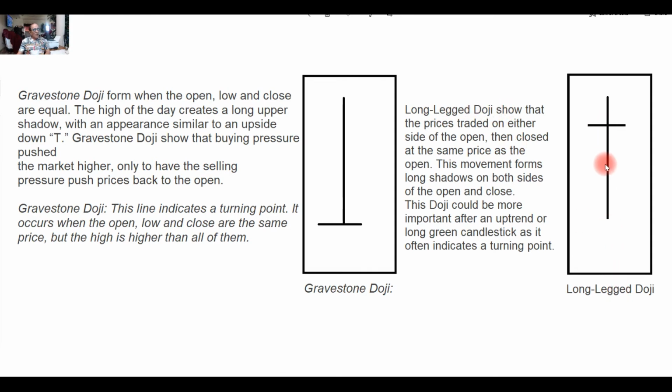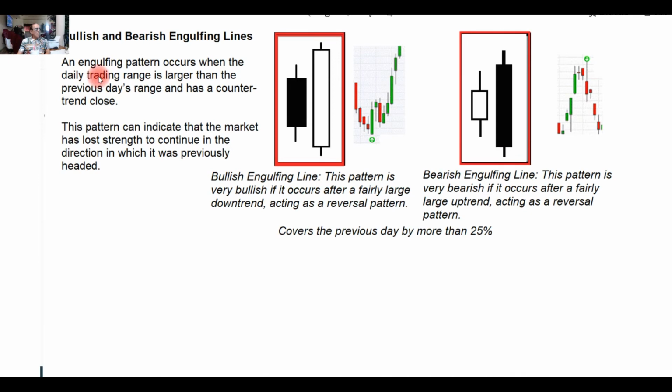This is not exactly in the middle now, but it's much higher, but it opened at the same place and closed at the same place. This movement formed a long shadow at the bottom side. The doji could be more important after an uptrend. So it could be indicating that the price is going to turn in a different direction. If we were going up, now we're going to be going down.